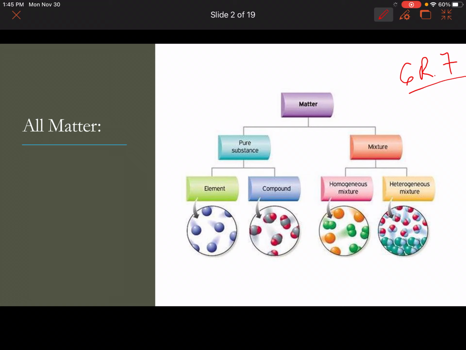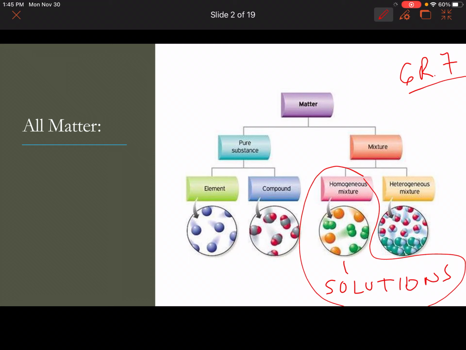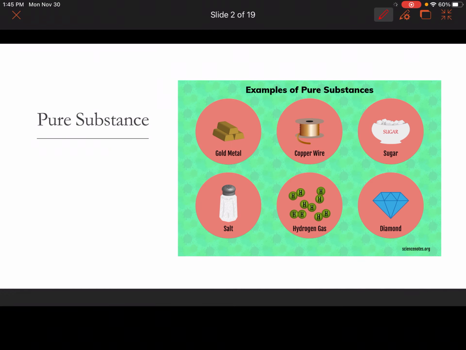So homogeneous are where they're the same throughout. And this includes solutions, okay? So we are going to be focused on solutions, and we're also going to talk a little bit about pure substances in the lesson today.